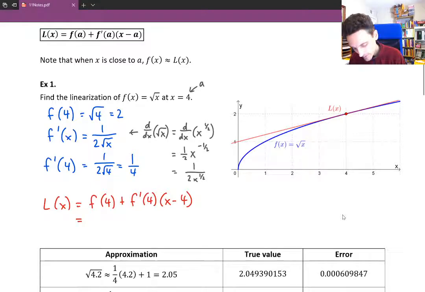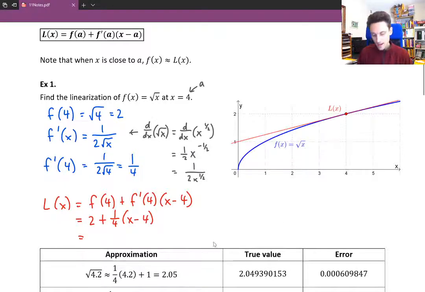f of 4 we found to be 2. f prime of 4 we found to be 1/4. And if we simplify this a little bit, the 1/4 can distribute, and we'll get x minus 1. The 2 minus the 1 gives us 1. So we have 1/4 x plus 1. So that's the linearization of the square root of x at x equals 4. In other words, it's the equation of this red line in the picture.